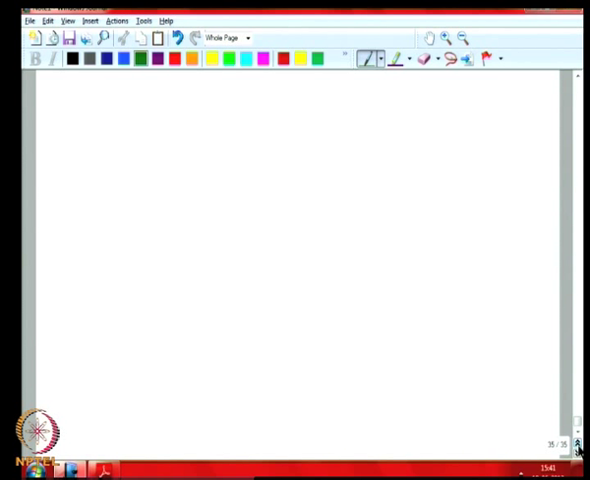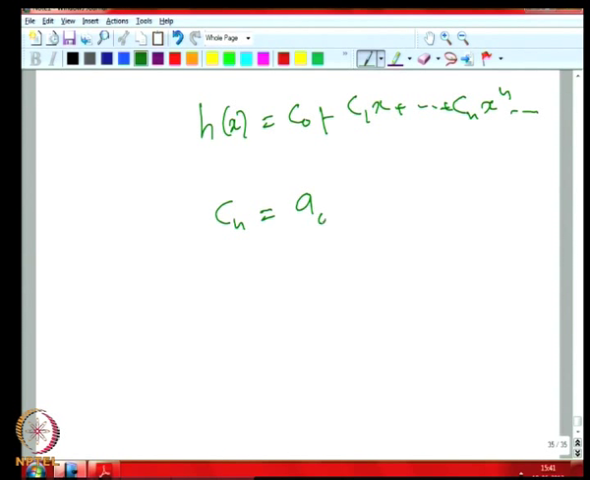Now we see that if h of x is equal to f of x into g of x, and say if h of x is equal to c0 plus c1x plus and so on up to cn x raised to n, then cn will be equal to a0 into bn plus, so I will discuss this because the time is over, I will discuss this in the next class.